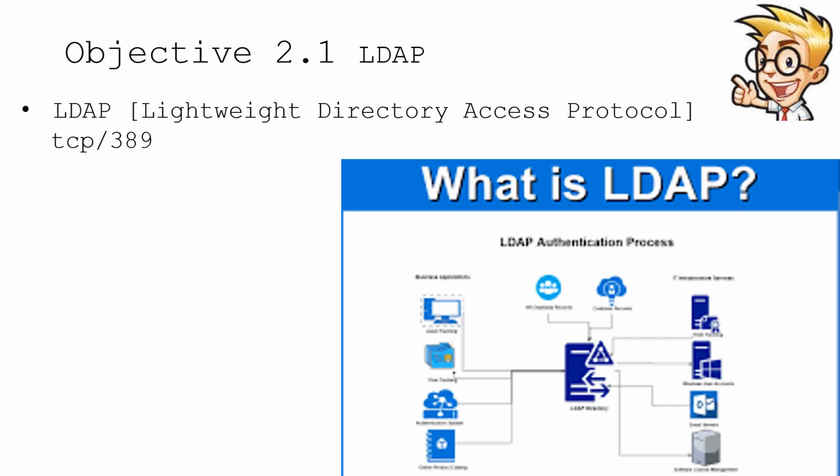We use directories extensively on our modern networks, and one very common protocol to query these directories is LDAP. LDAP is the Lightweight Directory Access Protocol, and it commonly uses TCP over port 389. There are many implementations of LDAP, but one that is most popular is Microsoft Active Directory, which allows you to query that Active Directory service using LDAP.